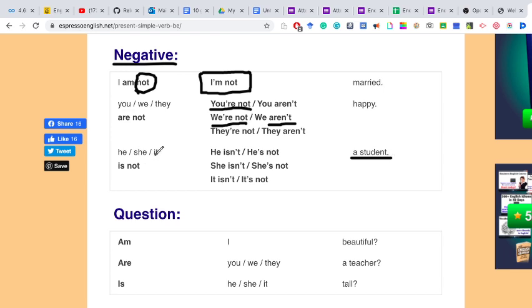The negative of he, she, and it in its long form is is not, but in its short form it is he isn't or he's not. He's not a student. She isn't or she's not a student. It isn't a cat or it's not a cat. There are two ways. Remember that if I ask you in the quiz to write the short negative form of the verb be, you can use this one or this one. Both are correct.